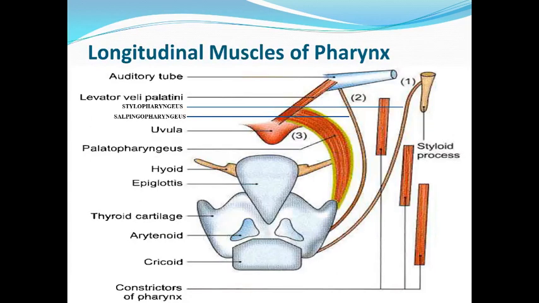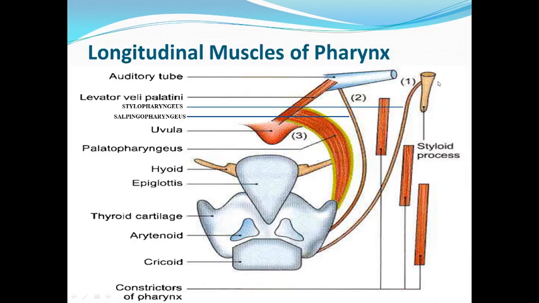Okay, fine. Now talking about the longitudinal muscles of the pharynx, there are three of them. The first one is the stylopharyngeus, the second one is the salpingopharyngeus, and the third one is the palatopharyngeus. Now you can see in this figure and define the origin and insertion of all these three muscles very easily.